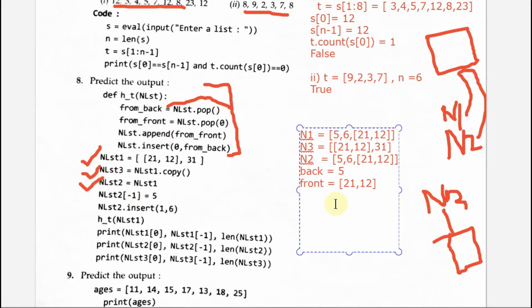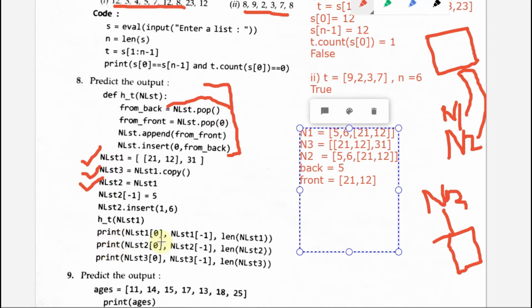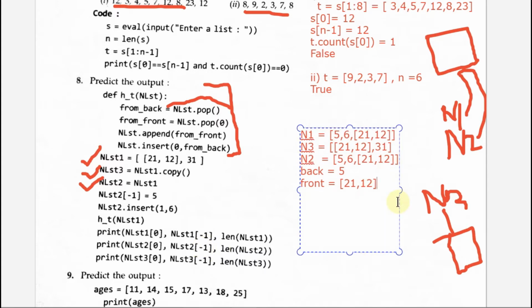Understood or not? So with this, they have done some changes to the list N1 only, and it is also automatically affecting the N2 list. Now coming to the next print statement. If you are seeing the print statement, what are they trying to print? NLST of 0, -1 and the length of NLST1. So can you tell me what is going to be there in NLST of 0?